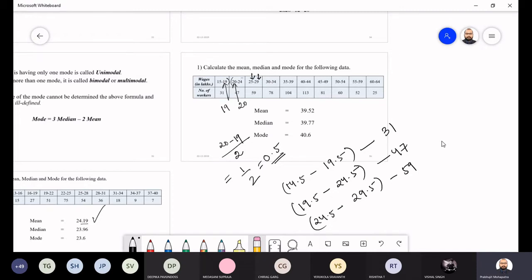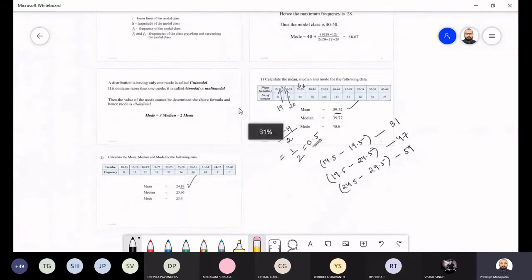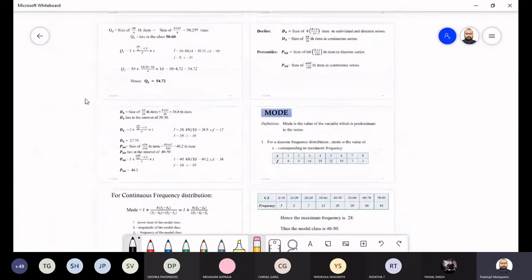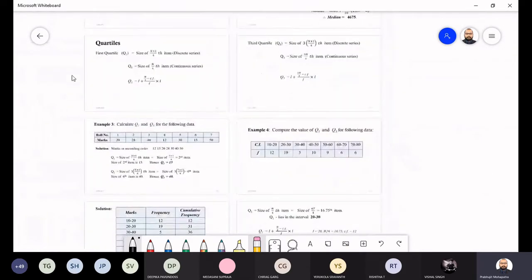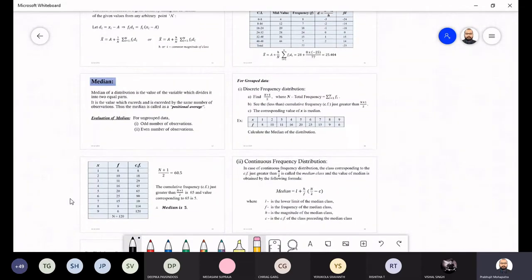Has anyone tried to calculate the mean? How many of you have tried? Raise your hands. Okay, so only 5 of you have tried. Okay, 8 people. So remaining students, you try to find the mean of both the problems, and we'll see how to calculate the median. These are the basic things you already know from your school level.